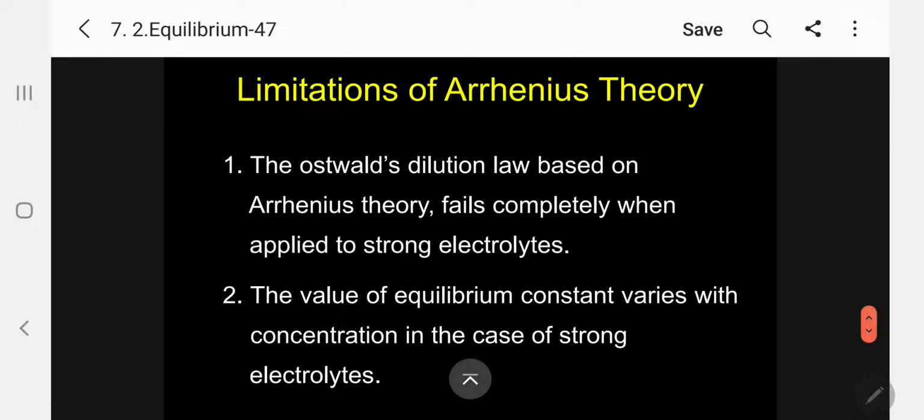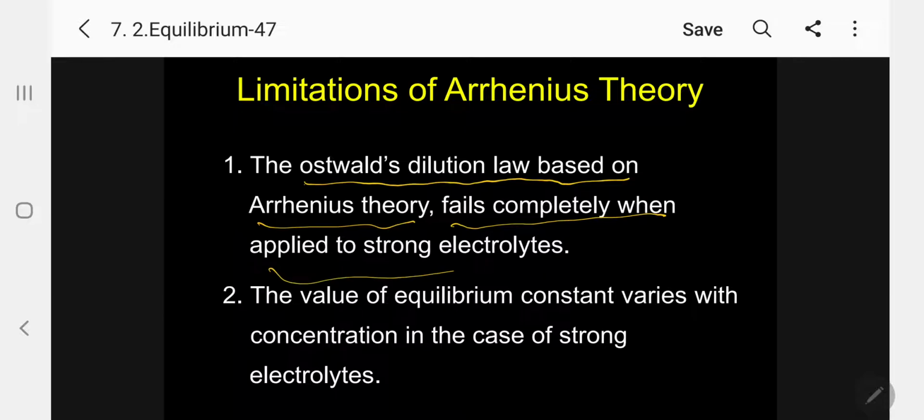Next, limitations, the drawbacks of Arrhenius theory. The Ostwald dilution law, which we are going to see later and which is based on Arrhenius theory, fails completely when applied to strong electrolytes. So Ostwald dilution law is applicable only to weak electrolytes but not strong ones, and Arrhenius theory fails to explain that. The second drawback: the value of the equilibrium constant varies with concentration in the case of strong electrolytes. The equilibrium constant should not change, but it changes with concentration. Arrhenius theory also fails to explain this.